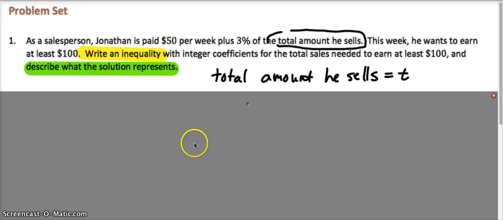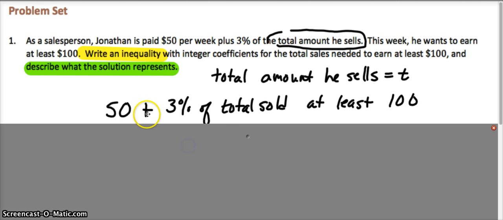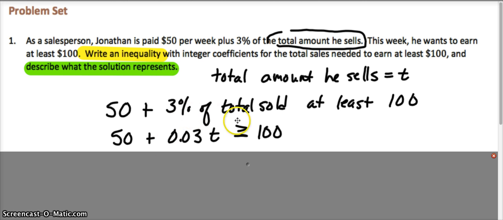If we go back through the problem, Jonathan is paid $50 per week plus 3% of his total sales, and that needs to be at least $100. So that's got it written in words. Now we need to be able to write it algebraically. The 50 is no problem, the plus is no problem, but you can't work with 3% written with the percent sign. So you've got to go back to that lesson we did before, and how do you write a percent as something you could work with? You could write it as a fraction. Most of you wouldn't want to do that, but you could. So I chose to write mine as a decimal, which would be 0.03 of the total, which means of is a clue to multiply, T, and it had to be at least, so it could equal 100 or it needs to be greater than 100. So the symbol I used is the greater than or equal to sign.